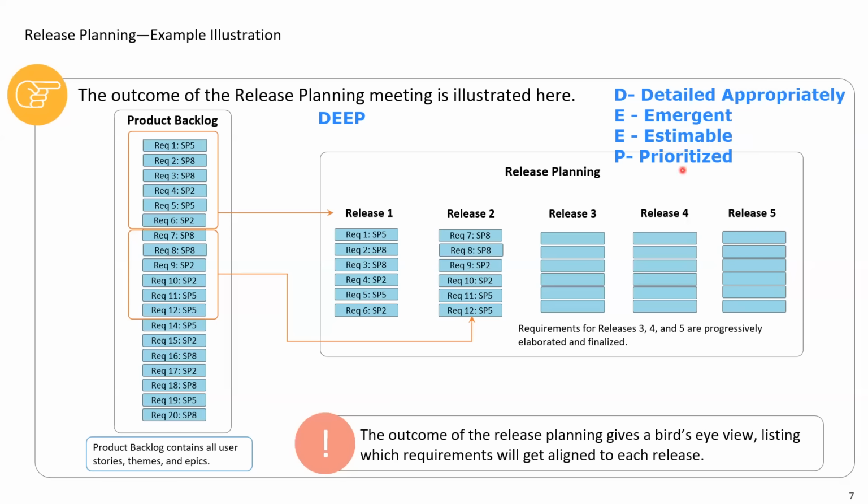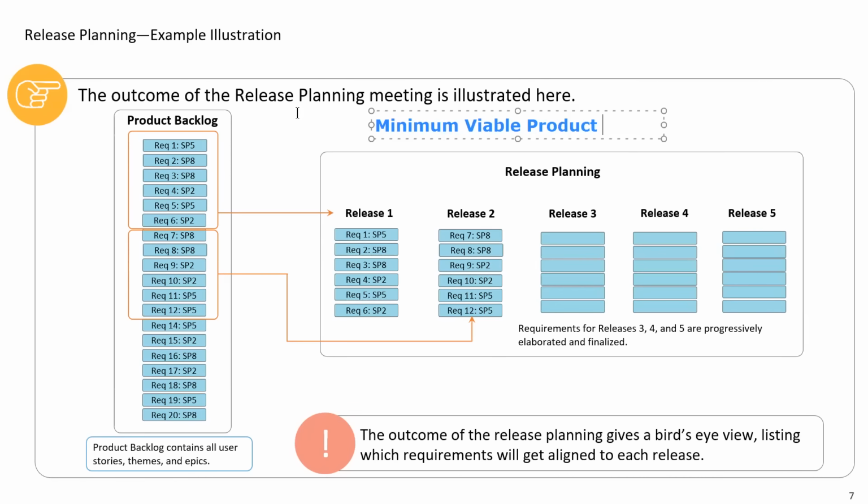Now, P in the acronym DEEP stands for prioritized, right? In a product backlog, the high priority requirement should always be at the top. In this course, we are going to learn about various prioritization techniques, such as paired comparison method, 100-point or $100 method, and weighted shortest job first, right? So items in the product backlog, at a macro level, can be prioritized based on the value, cost, and risk, right? We'll learn about it later. But at any point of time, the product backlog should be prioritized.